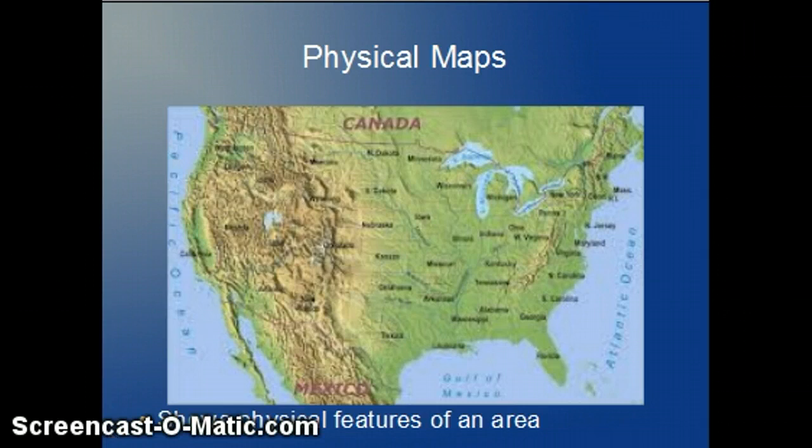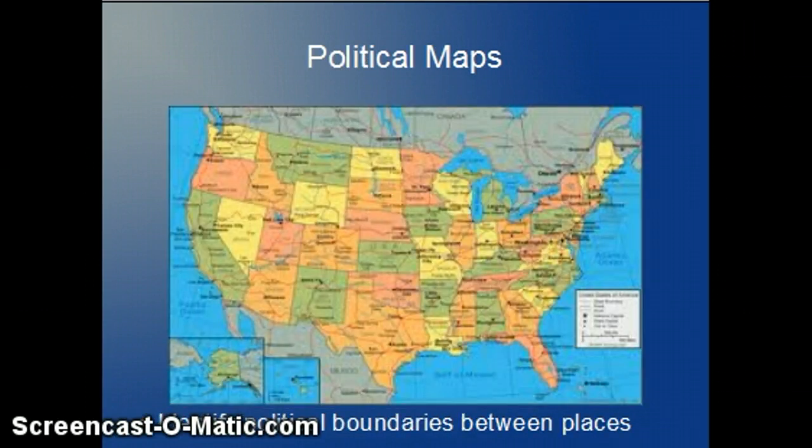The next type of map is a political map. Political maps are another common type of map. They're going to identify political boundaries between places. A political boundary is the dividing line that separates neighboring areas controlled by different governments or groups. These are political boundaries between countries, between states and provinces, and between other territorial areas such as counties and cities. In addition to showing the boundary lines, political maps often show capital cities and other major cities.